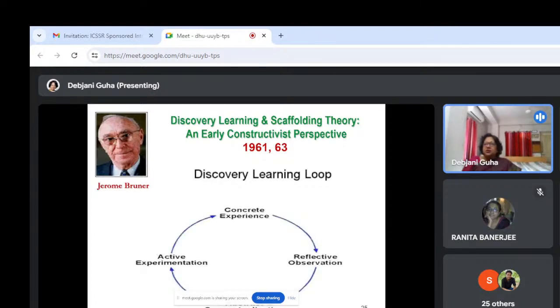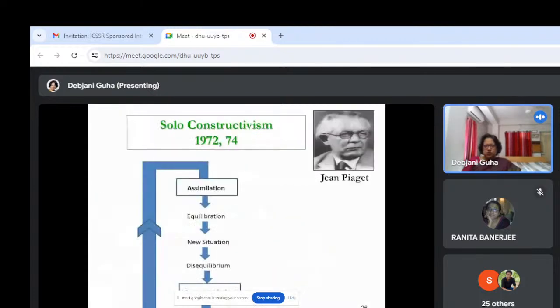He has given the discovery learning book and told that there are two steps. One is the physical state, another is the mental state. In the physical state, the learners are involved in active experimentation and getting concrete experiences. And in the mental state, they are absorbed in reflective observation and abstract conceptualization.